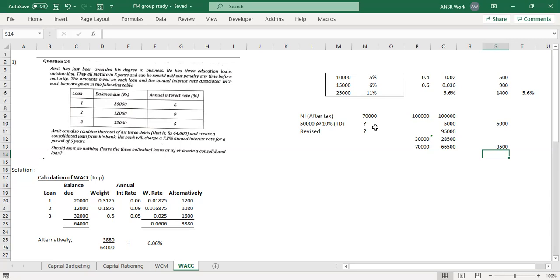Now, how do we move forward? You have 70,000 as your net income. Now your tax rate, I told you, is 30%. Can you tell me what was the taxable income before tax?